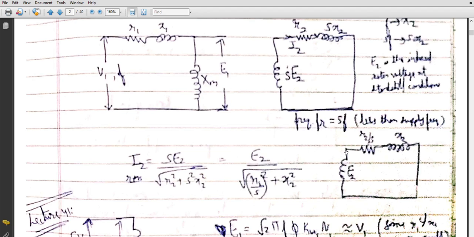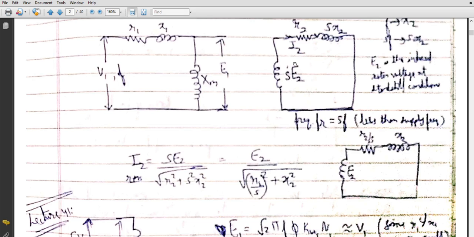These steps are only for the point of view of calculation, for making the circuit, but the actual circuit is this one. We'll see that there is no difference between this circuit and this circuit. Why? Because we have already seen that the current in this circuit and this circuit is exactly the same.